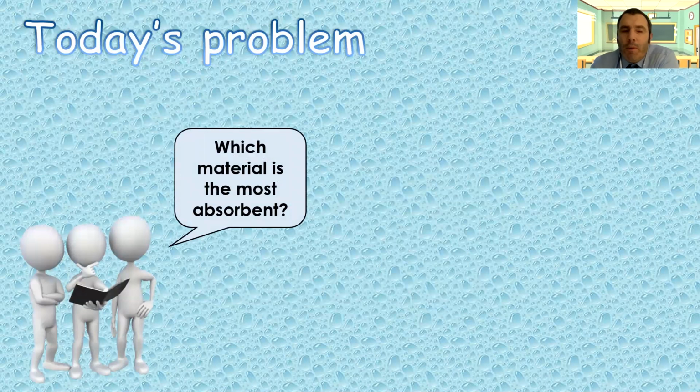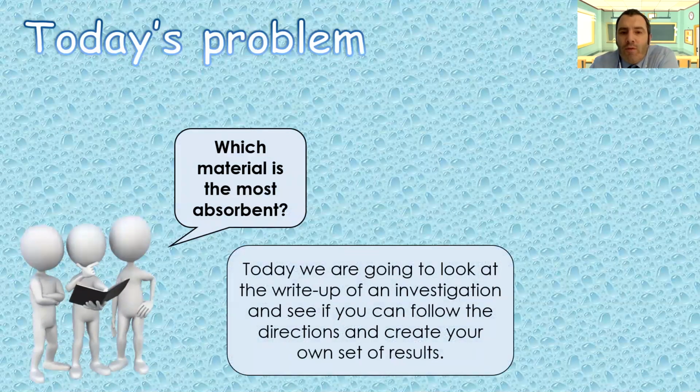So today's problem: we need to find out which material is the most absorbent. We're going to look at the write-up of an investigation and see if you can follow the directions and create your own set of results. This is why writing our method is really, really important. We practice writing methods in order to have the method so we can test it ourselves. So this time, instead of you writing up the method for someone else to test, we've got a method for you. You're going to follow it and you're going to produce your own set of results from your own sample of materials.